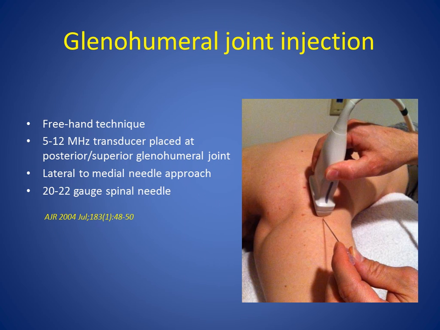So here's the approach that we're using. I assure you I did not actually perform a procedure on this day. We just took a photograph so I could show you the technique. I do always use sterile gloves when I do these procedures. We use a freehand technique, somewhere between a 5 megahertz curved transducer and a 12 megahertz linear transducer, depending on the size of the patient. We use a lateral to medial approach with typically a 22 gauge spinal needle.